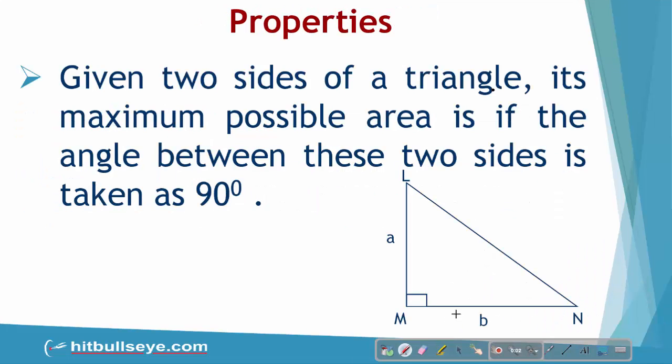Now the next property says that if we are given two sides of a triangle, then its maximum possible area is when we take these two sides at 90 degrees. That is, if the two given sides are of the lengths A and B, and we take the angle between them as 90 degrees, then we get the maximum possible area, and this maximum possible area will be half base into height, which is half into B into A, that is half product of the two given sides. So in short, we can say that if we are given two sides, then the maximum possible area that we can have is half into product of these two sides.